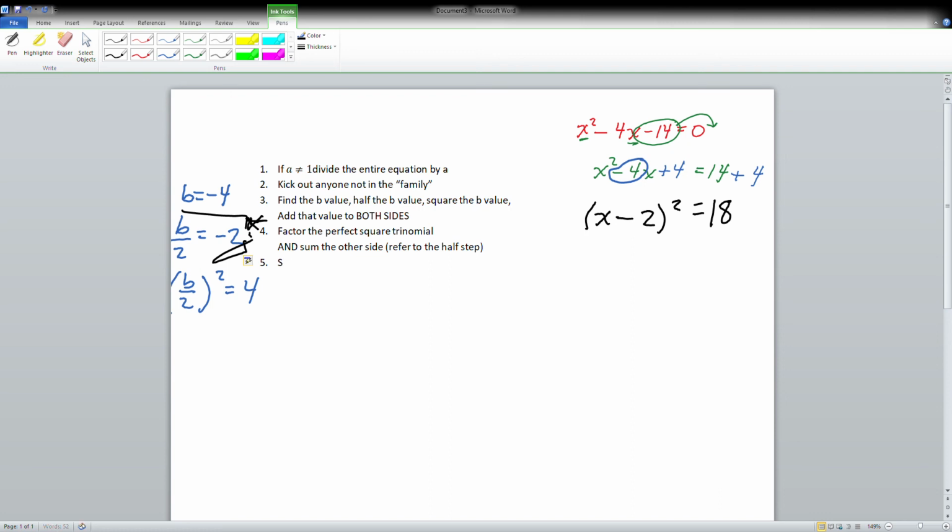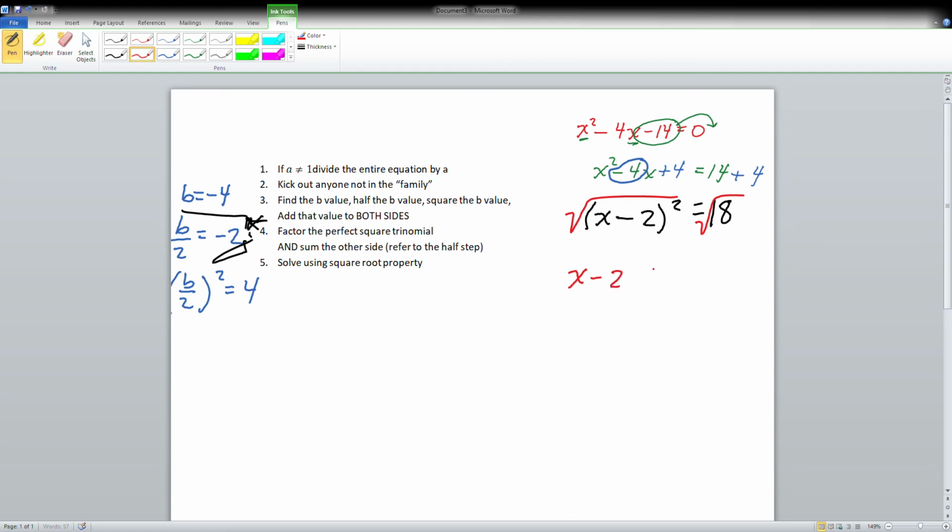And then your last step is to solve using square root property. Just going to solve using square root property, just like we were solving a minute ago. So I'm going to take the square root of both sides. On the left side, that's going to just give me x - 2.